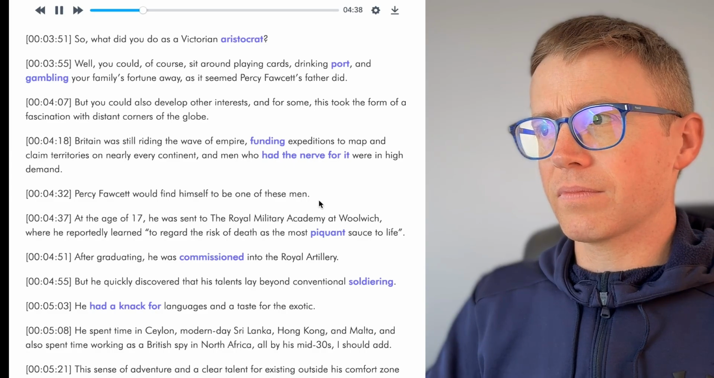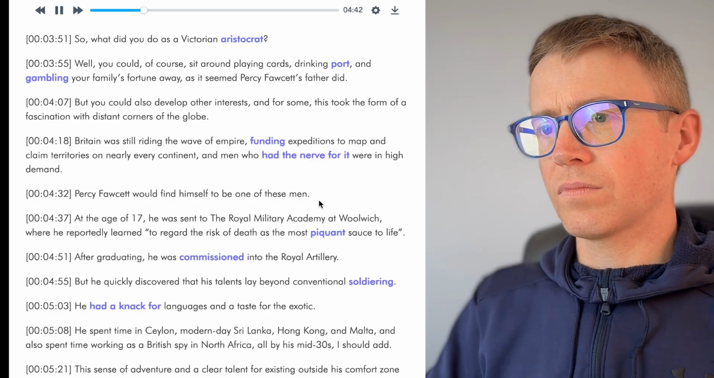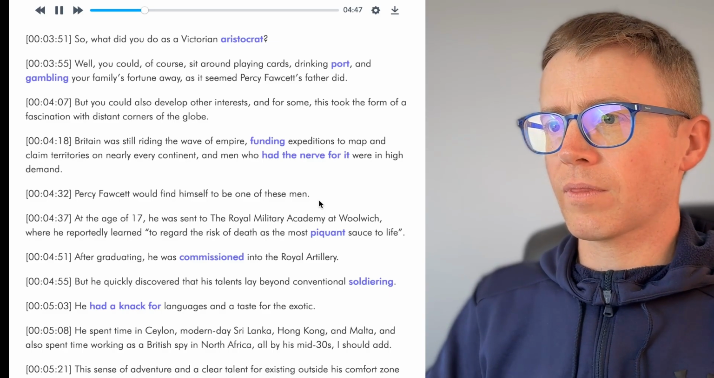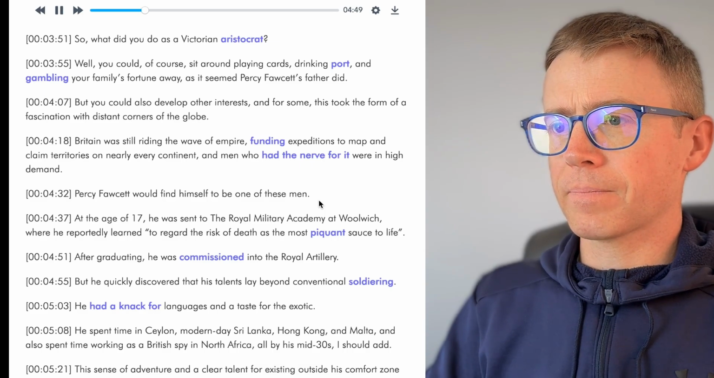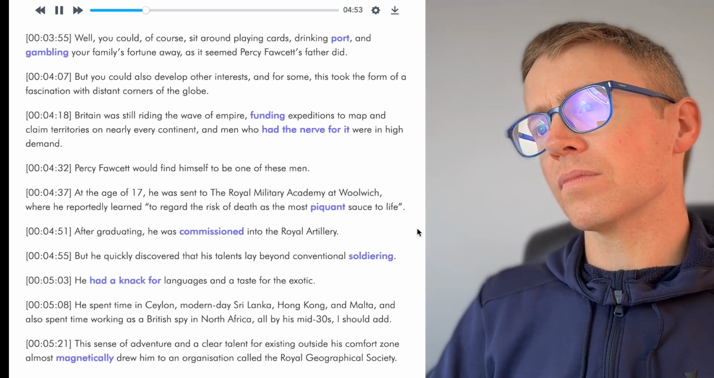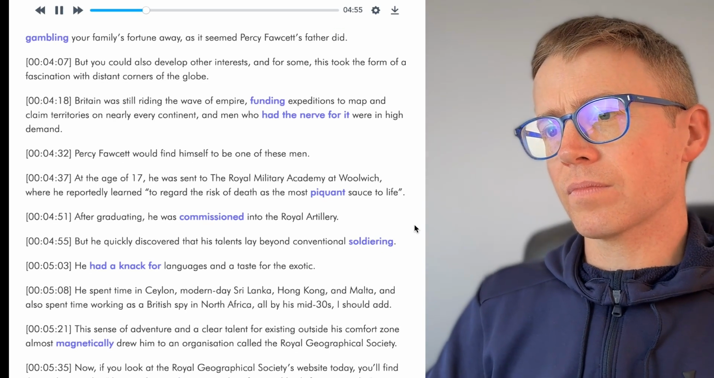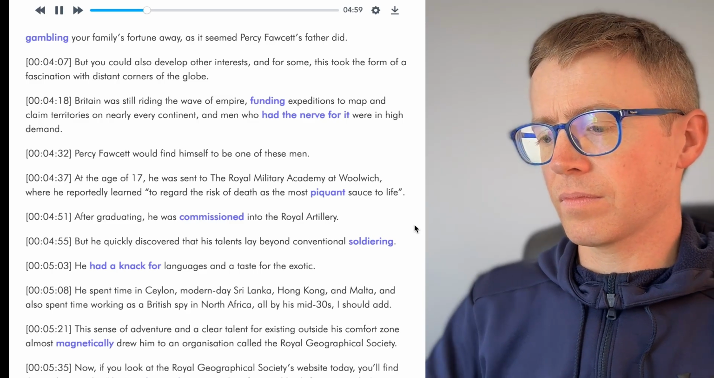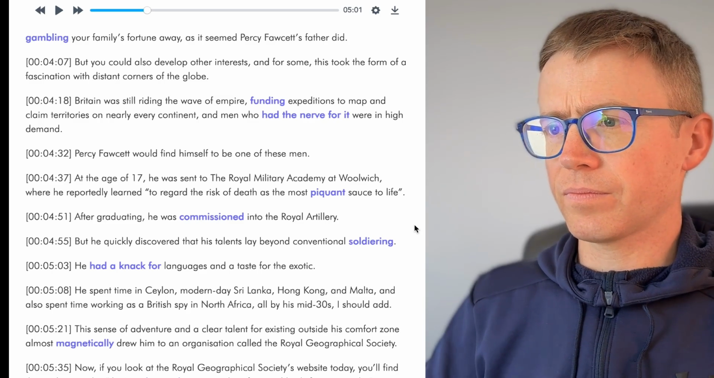At the age of 17, he was sent to the Royal Military Academy at Woolwich, where he reportedly learned to regard the risk of death as the most piquant sauce to life. After graduating, he was commissioned into the Royal Artillery, but he quickly discovered that his talents lay beyond conventional soldiering.